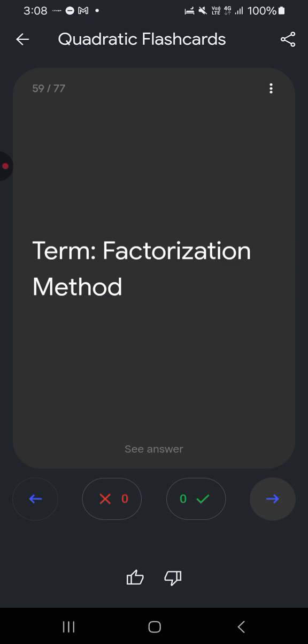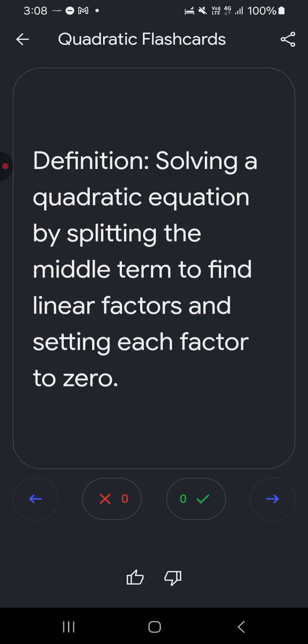Term factorization method. What can we say about factorization method? It is the method of solving a quadratic equation by splitting the middle term to find linear factors and setting each factor to 0.